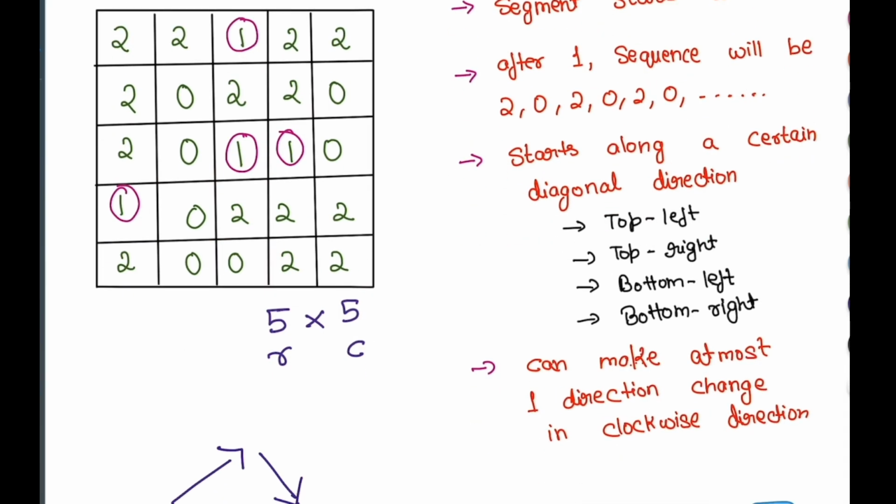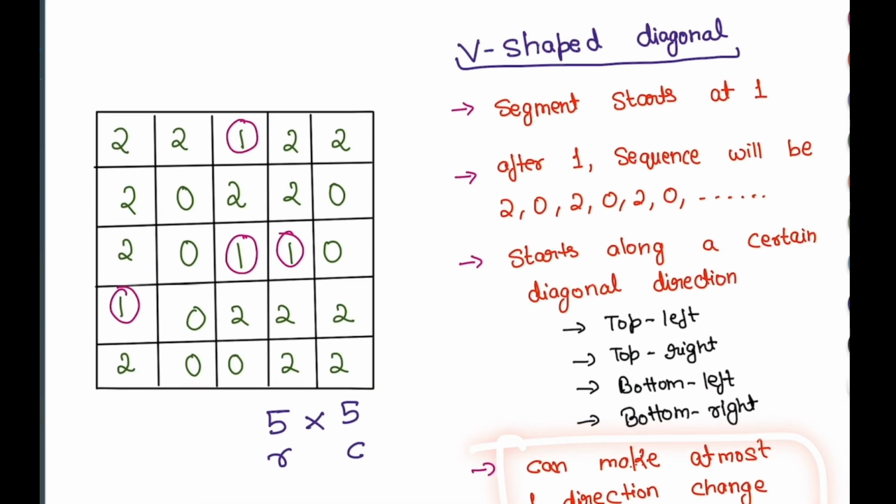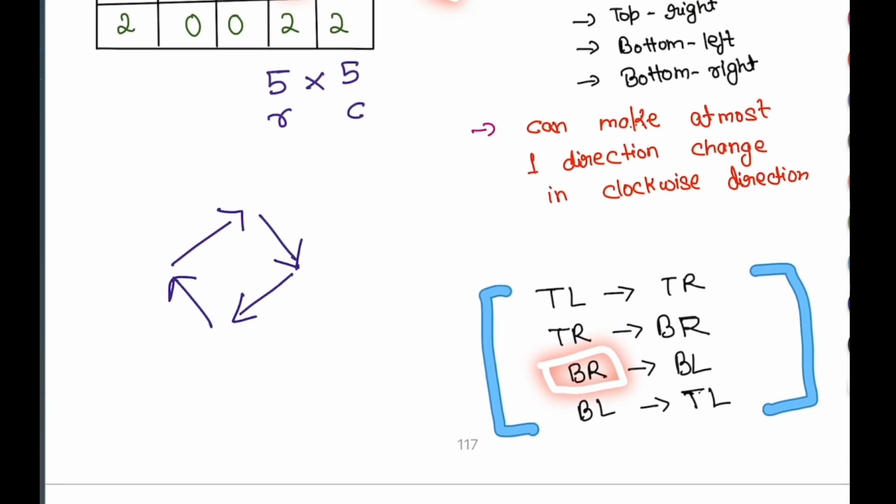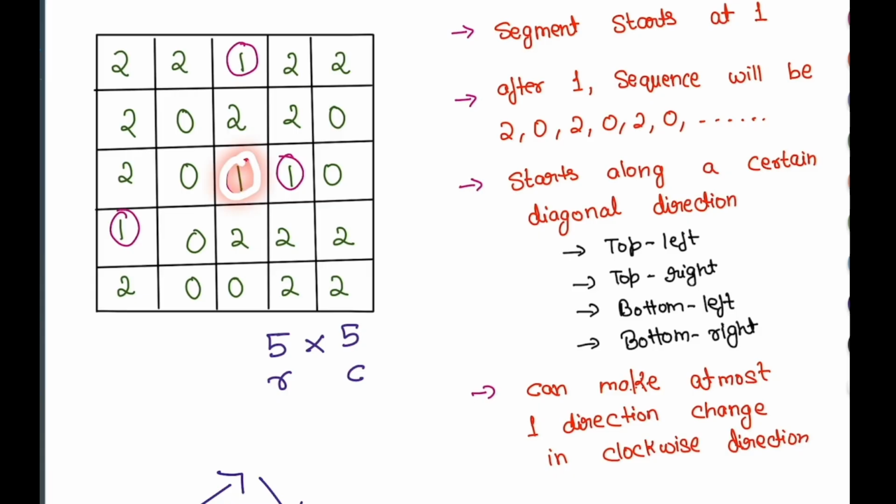But I can make a direction change, right? This is the 4th condition. I can change a direction. So what I can do is I can start here, then I can go to the 2, which is basically moving in the bottom right direction. But I know that if I move in the bottom right direction and do a direction change, I can go to the bottom left. So basically I am starting at 1, going to 2.